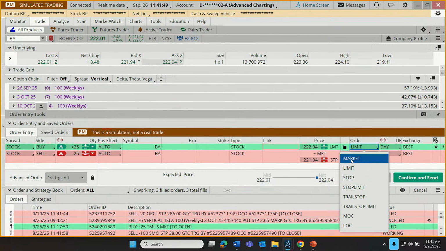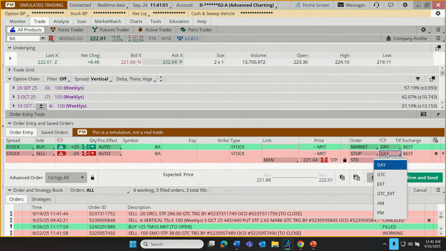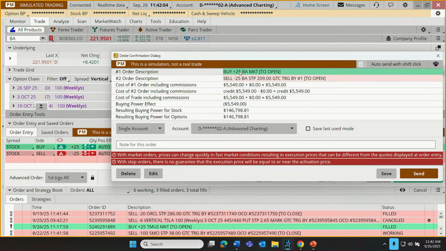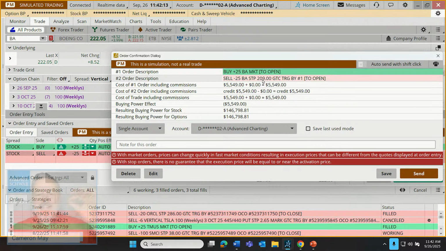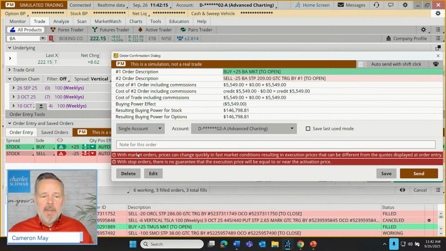That's okay. There we go. I'm going to enter a market order with our stop, good till canceled at 209. There you go. Let's click confirm and send. Buying 25 shares of Boeing at the market. We're going to have a stop at 209 with a target in mind of just getting back up to that zero line. We're going to put that one to the test.